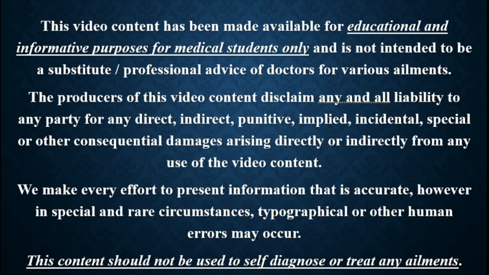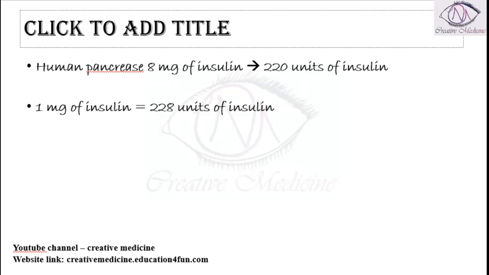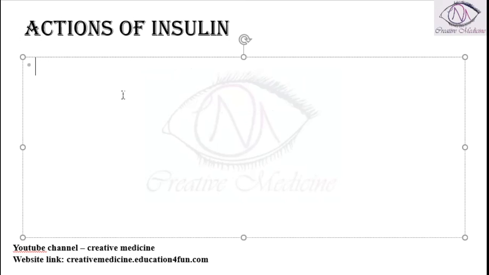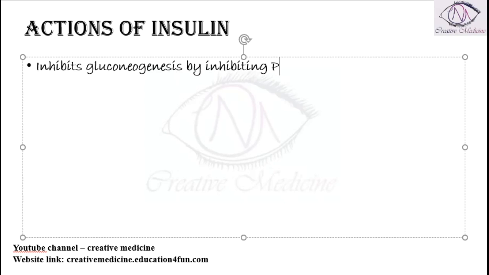In this lecture, we will learn about the actions of insulin. Insulin inhibits gluconeogenesis. How does it inhibit gluconeogenesis? It inhibits gluconeogenesis by inhibiting the phosphoenolpyruvate carboxykinase enzyme, which is involved in gluconeogenesis.